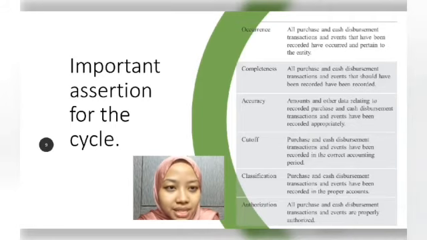Cut-off. Purchase and cash disbursement transactions and events have been recorded in the correct accounting period. Classification. Purchase and cash disbursement transactions and events have been recorded in the proper account. Authorization. All purchase and cash disbursement transactions and events are properly authorized.